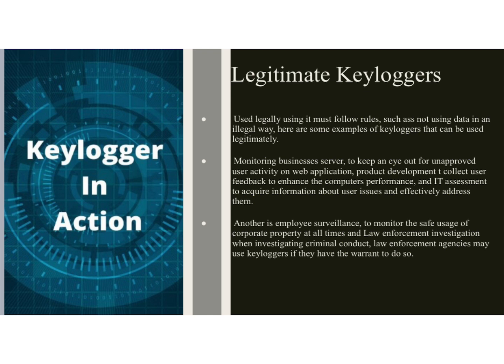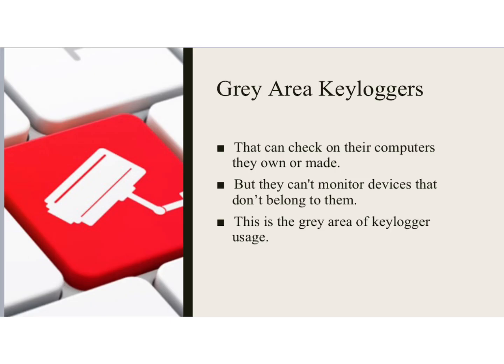Law enforcement agencies may use keyloggers if they have a warrant to do so. Gray area keyloggers are keyloggers that people can use to check on a personal computer that they made or own, but they can't monitor devices that don't belong to them. This is a gray area of keylogger usage. Examples are parents monitoring their child's safety in virtual and interpersonal interactions, marital surveillance collecting data on a partner's online behavior using a device that belongs to the user to prove that the partner is cheating, and monitoring productivity, keeping tabs on how workers use their time on the clock.